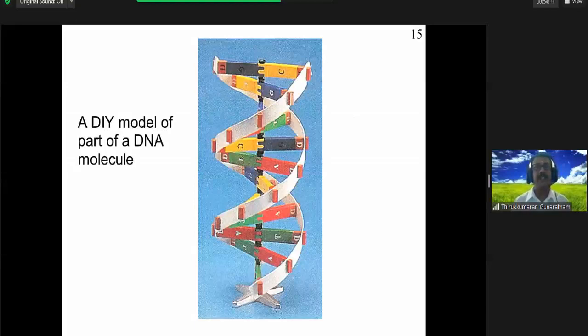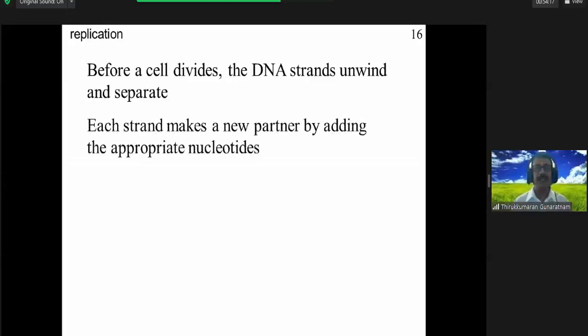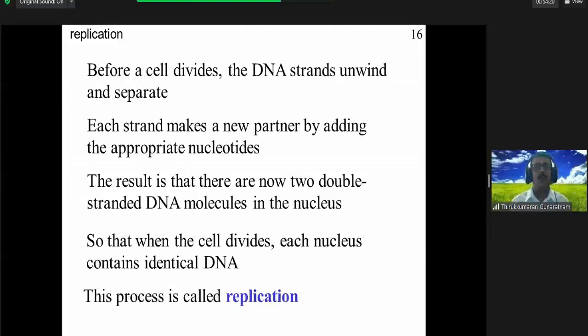Next class we will see replication, self-replication, how it will replicate. Before the cell divides, the DNA strands unwind and separate. Each strand makes a new partner by adding the appropriate nucleotides. The result is that there are two true double-stranded DNA molecules in the nucleus, so that when the cell divides, each nucleus contains identical DNA. This process is called replication. So during cell division, the double strand becomes single strands, and each single strand forms its pair and becomes a true double strand. That is DNA replication. We will study it in the next class.